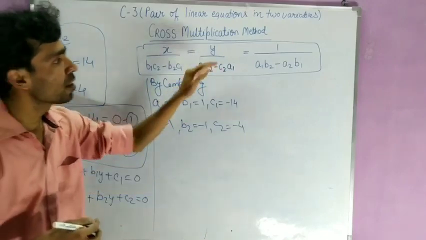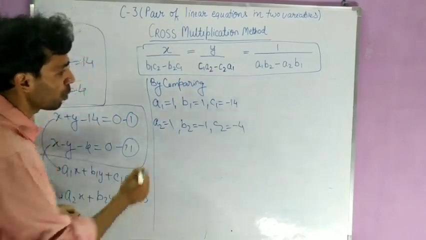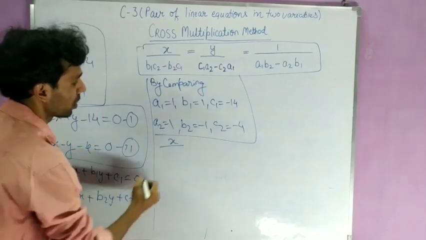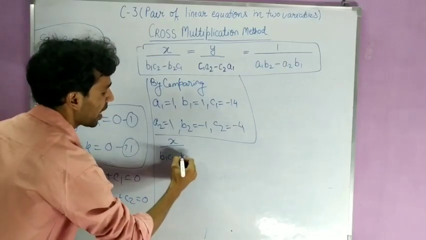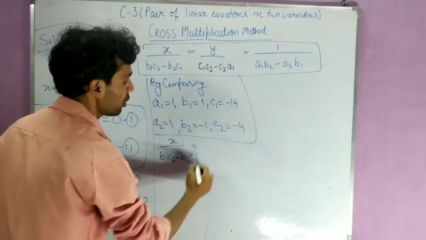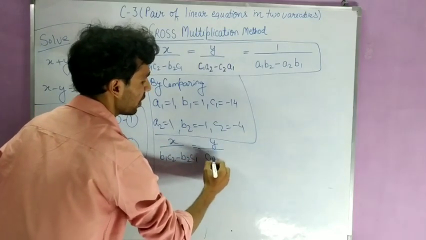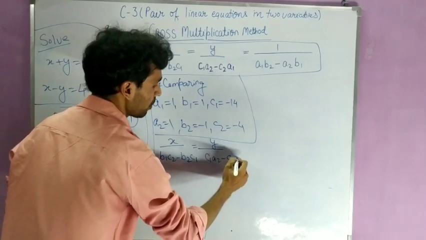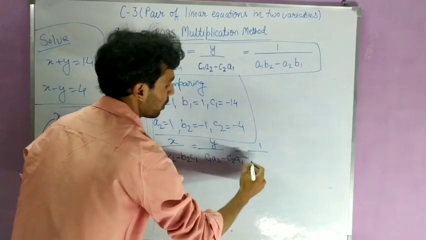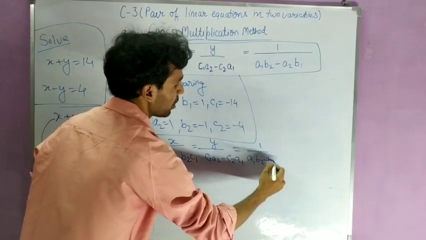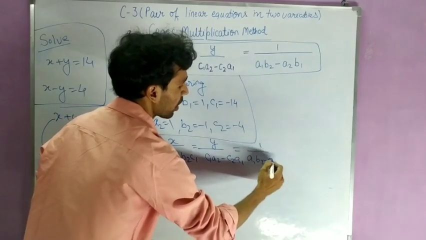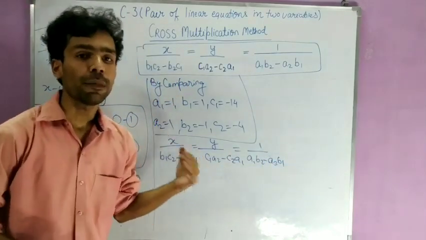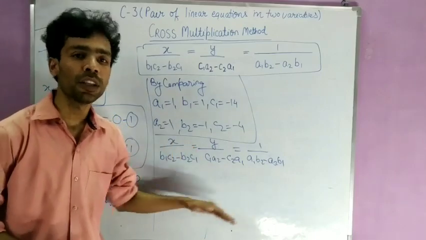So just remember this formula. Okay, what is the formula, student? Formula is x upon b1 c2 minus b2 c1 equal to y upon c1 a2 minus c2 a1, and equal to 1 upon a1 b2 minus a2 b1. Okay, so now put all the values of a1 a2 b1 b2 c1 c2 in this expression.